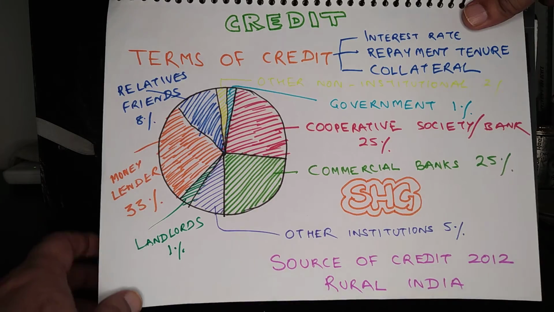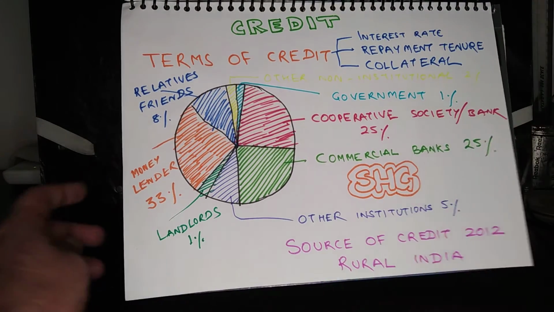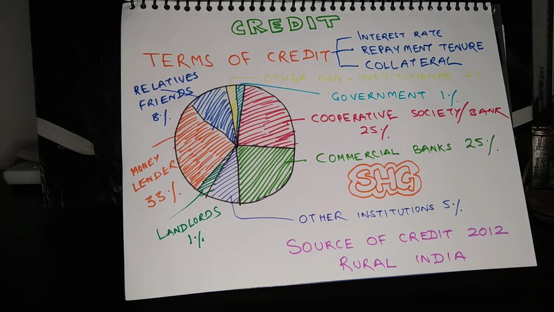Now let us come to credit. Credit is loan. People need loans. There are many times when a businessman may be in need of a loan, or a farmer may be in need of a loan. Even a normal person may need a loan to meet exigencies, like medical expenses or festival expenses.